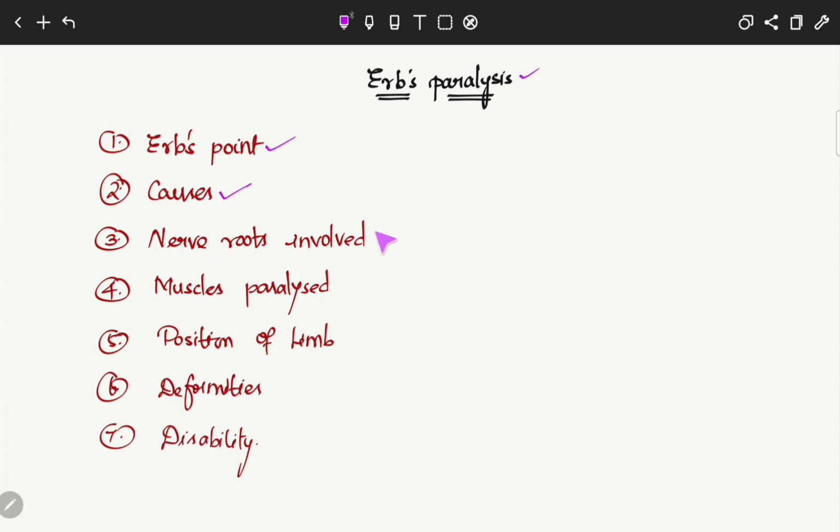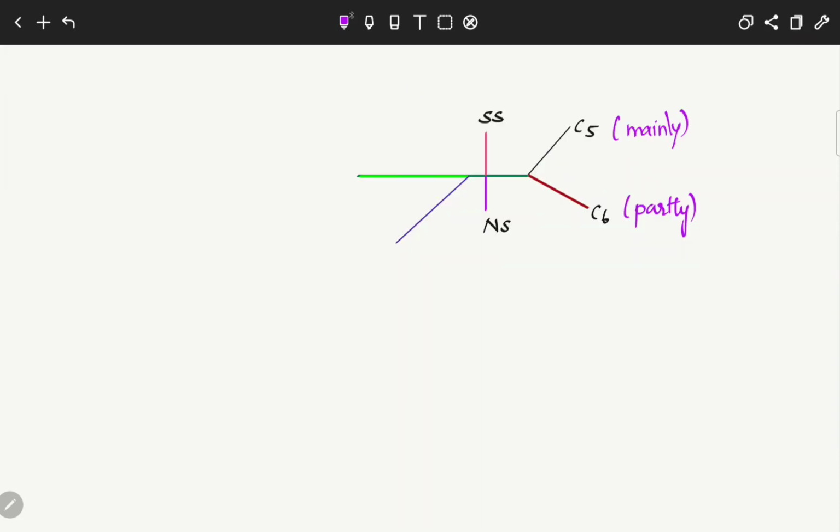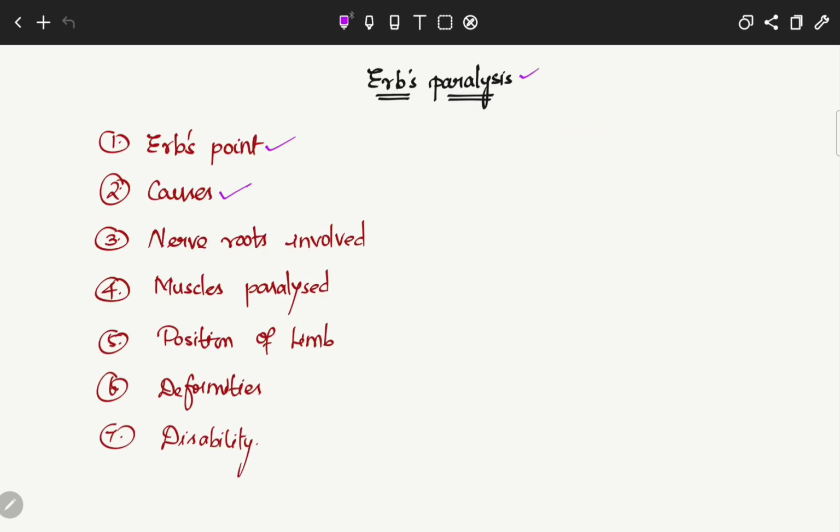Let us now see what nerve roots are involved. The nerve roots involved are C5 and C6, mainly C5 and partly C6. So again I am repeating, the nerve roots involved are C5 and C6, mainly C5 and partly C6. Till now we saw the nerve roots involved.